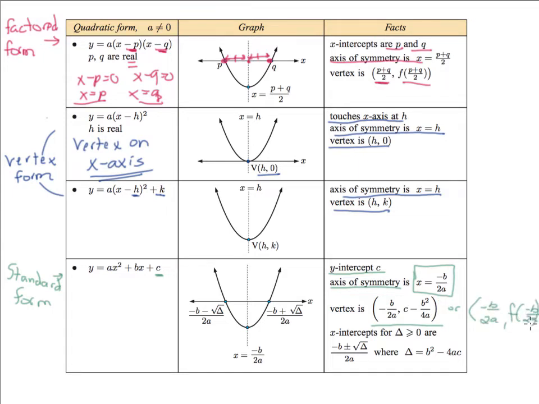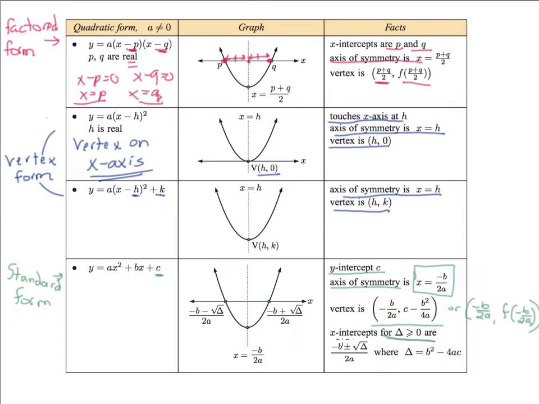And then the y value is the function value evaluated at the opposite of b over 2a. Another way you can do it is c minus b squared over 4a. I always find that hard to memorize, so you don't have to memorize that formula if you don't want to. You can just find the x value of the vertex, plug it into your equation, and get your y value.